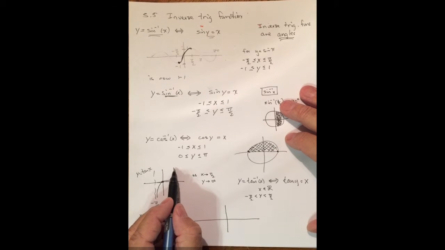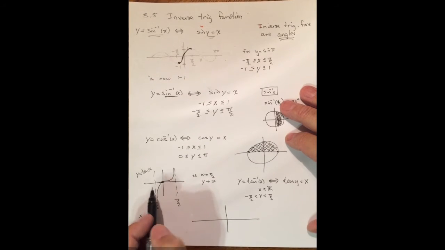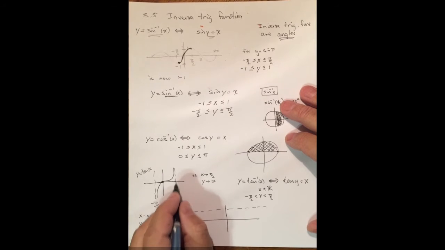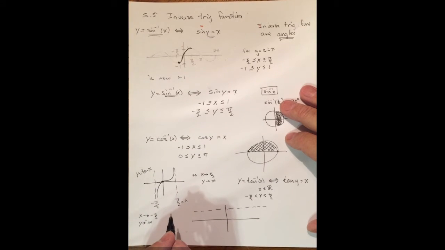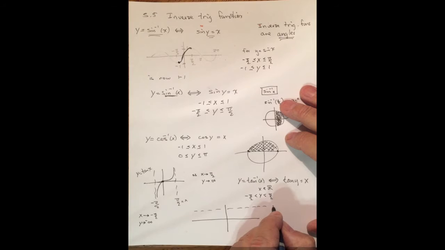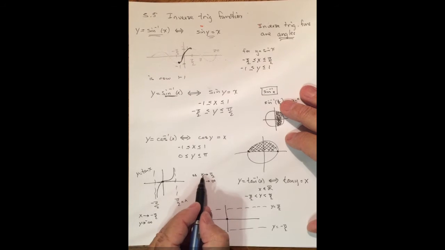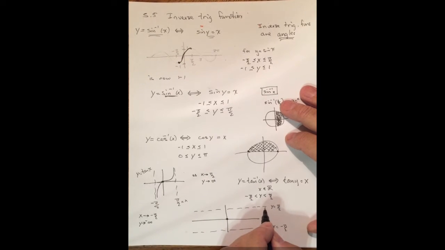See, in the tangent function, you have vertical asymptotes. So that means for the inverse tangent, you've got to have horizontal asymptotes. So this vertical asymptote is x equals pi over 2. So for the inverse, it's going to be y equals pi over 2. Down here, you'll have y equals minus pi over 2. Now they share 0. And what you want to do in these two cases is swap x and y. And what you'll do is you'll get this.